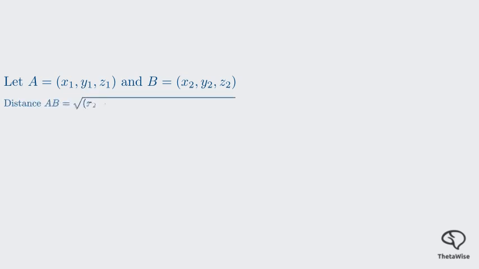Let's formalize it. Suppose we have 2 points A and B. Let A be (x1, y1, z1), and B be (x2, y2, z2). The distance formula is AB equals the square root of the quantity (x2 minus x1) squared plus the quantity (y2 minus y1) squared plus the quantity (z2 minus z1) squared. This is a direct extension of the 2D distance formula. It measures the straight line distance, often called the Euclidean distance, between any 2 points in 3D space. It's a fundamental tool for solving many problems in this chapter.